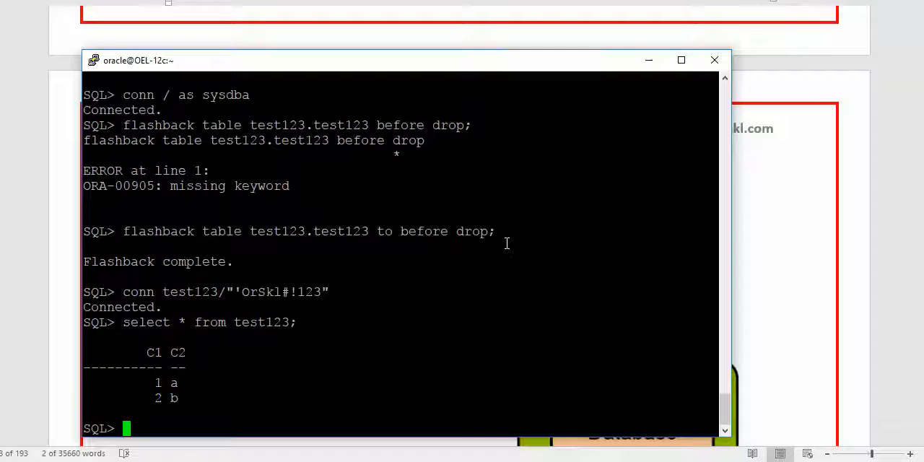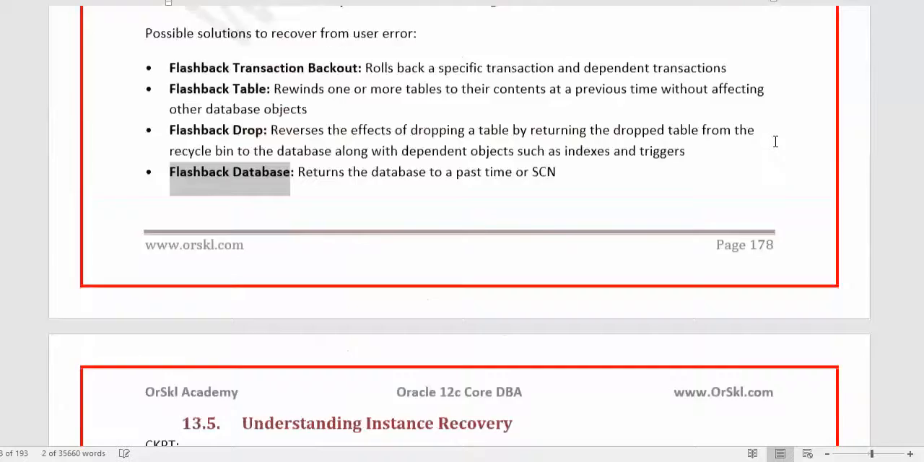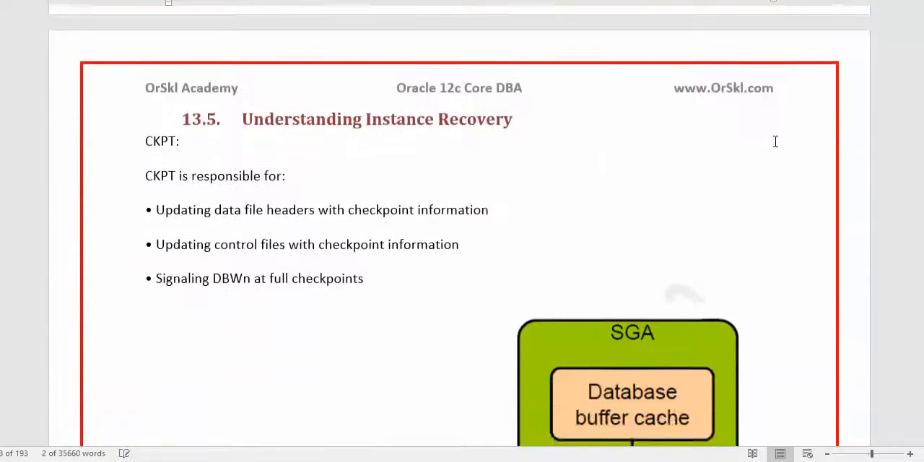Now, because the flashback has been used within the 15 minutes of duration after the drop, it worked. Sometimes, if it is after 15 minutes, probably it might not work. That means you can give it a try, and if it is not working, you have to use your backups and archive logs to restore. So that is how your flashback thing works.